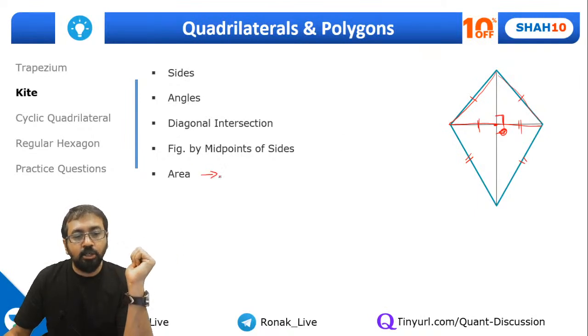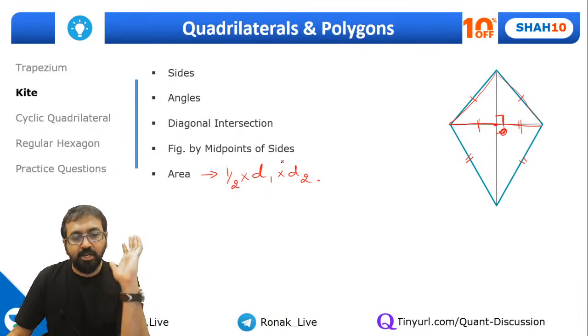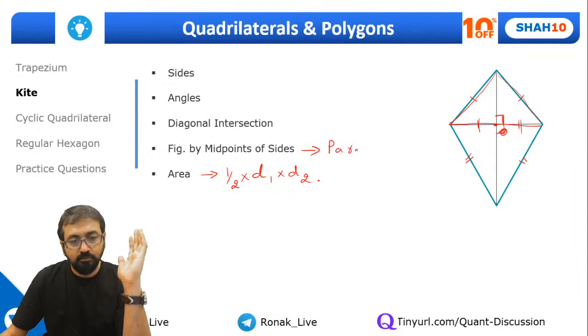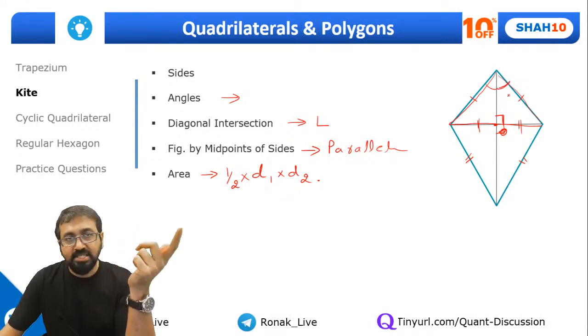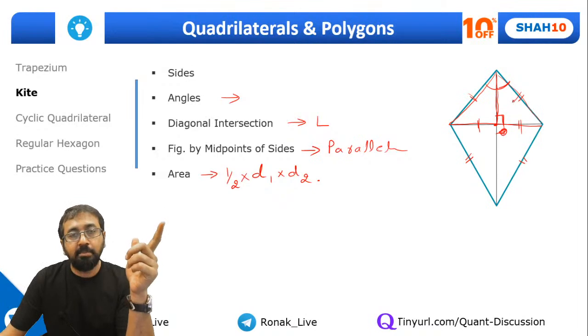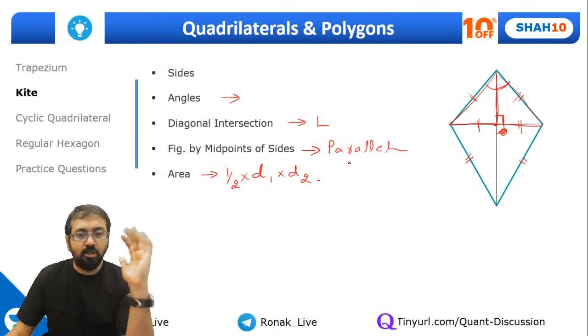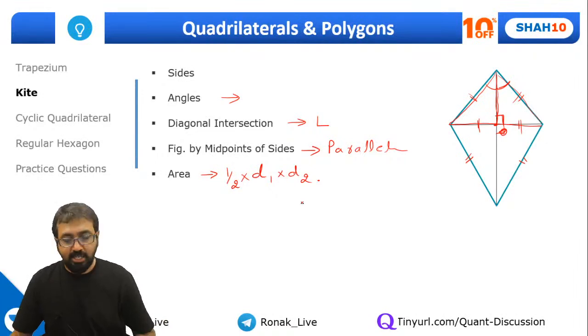Since the diagonals are perpendicular to each other, as I mentioned earlier, the area will be half of the product of diagonals straight away. The figure formed by joining the midpoints will be a parallelogram. And diagonal intersections, of course, will be perpendicular to each other. Angles, you can't say angles will be equal, but remember, this longer diagonal will bisect these two angles. Once again, the same thing, because this is an isosceles triangle, this perpendicular will be the angle bisector as well as the median as well as the height, right? Okay, so these are certain properties of kite that you have to understand.